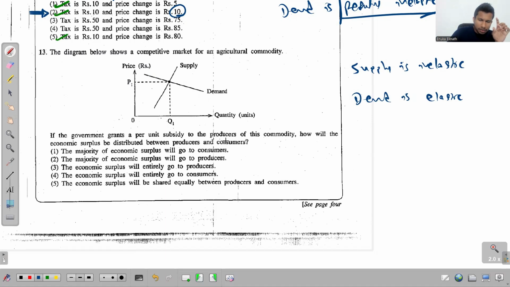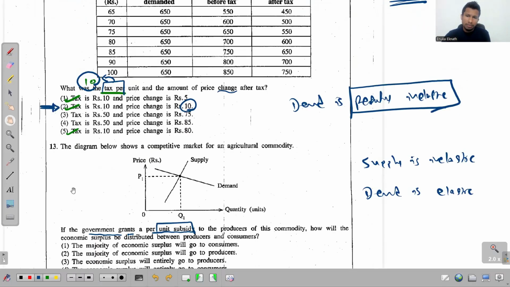After recognizing these two qualities, we can discuss this properly. The question says, if the government grants a per unit subsidy, this time the government is offering a subsidy to the producers of this commodity. How will economic surplus be distributed between producers and consumers? Remember, I said something here.